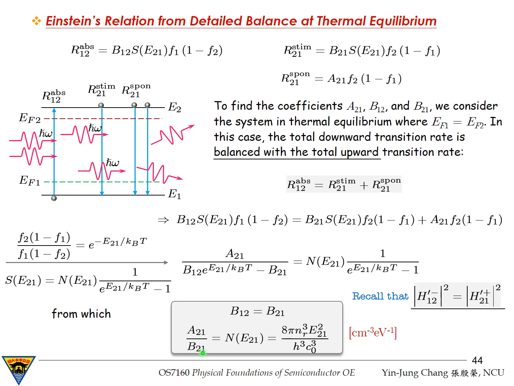And regarding the second relation, this result has an important physical meaning. Stimulated emission and spontaneous emission are not unrelated processes. The spontaneous emission coefficient A21 is connected to the stimulated emission coefficient B21 through the density of available photon modes, capital N of E21. In other words, spontaneous emission depends on the number of electromagnetic modes into which the photon can be emitted.